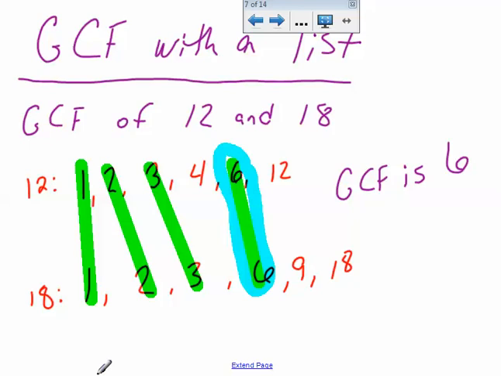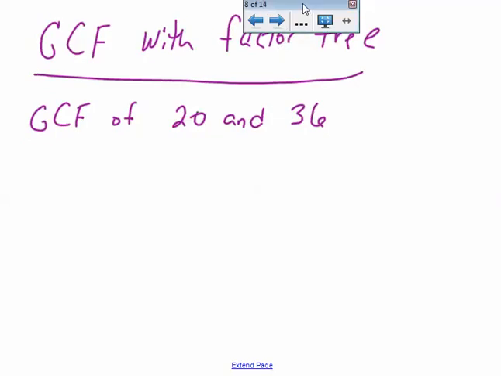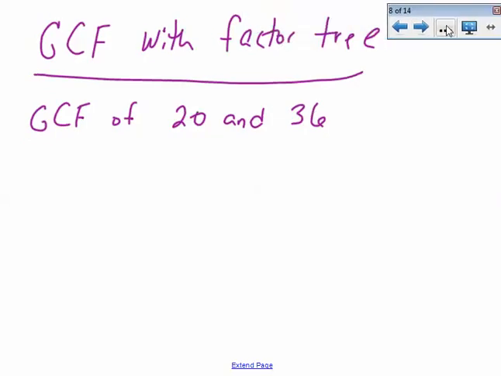We know it, but what does it mean? The greatest common factor tells me that 6 is the largest number that will divide 12, and it's the largest number that will divide 18 evenly together, if I was doing that. All right, now let's try a different GCF method.